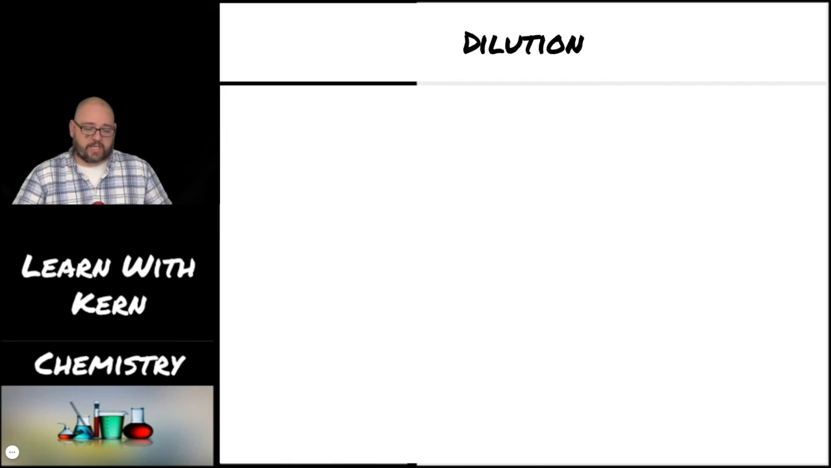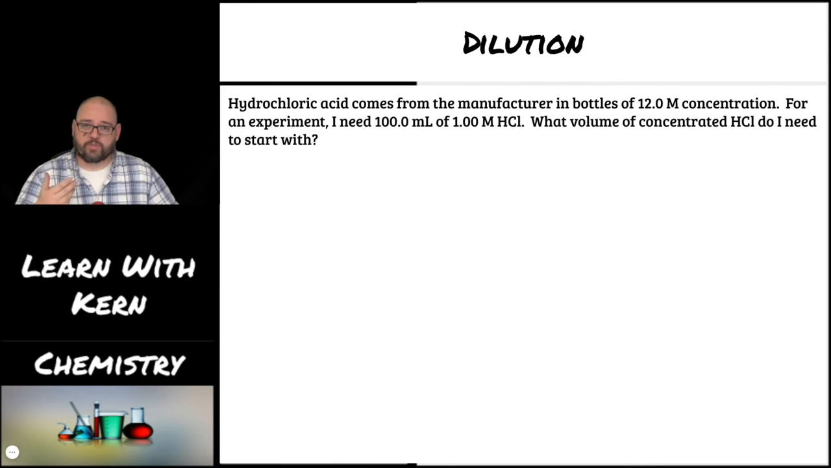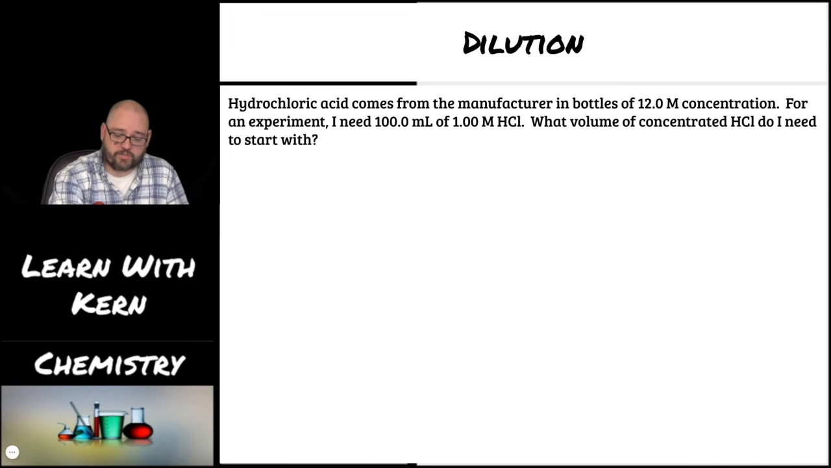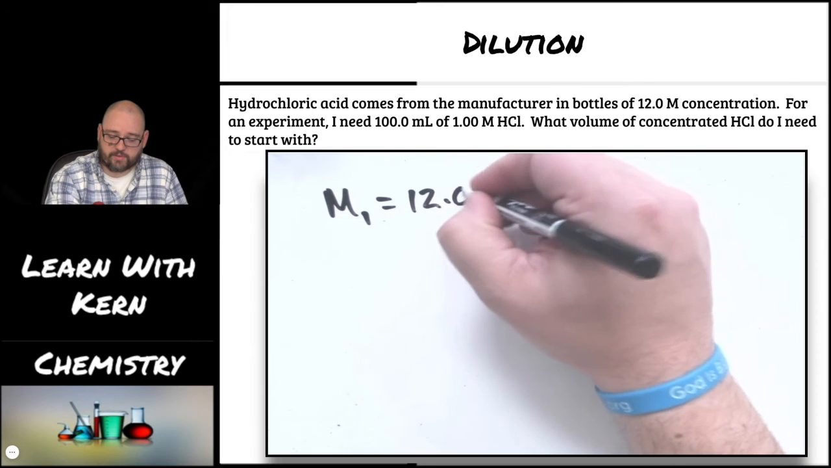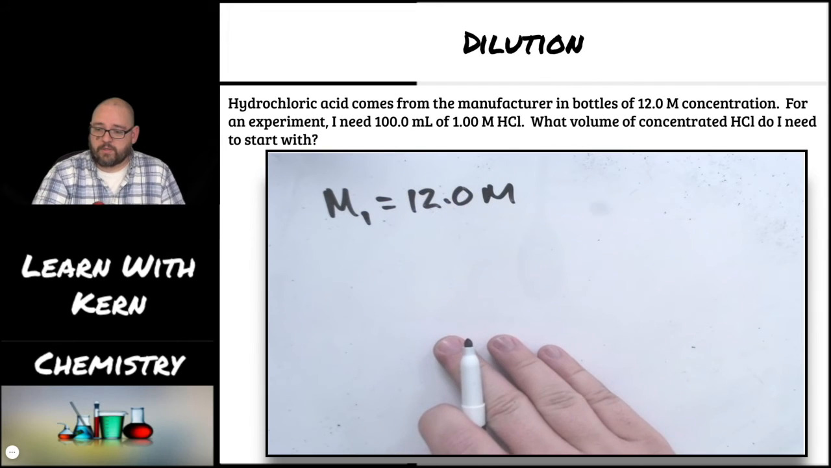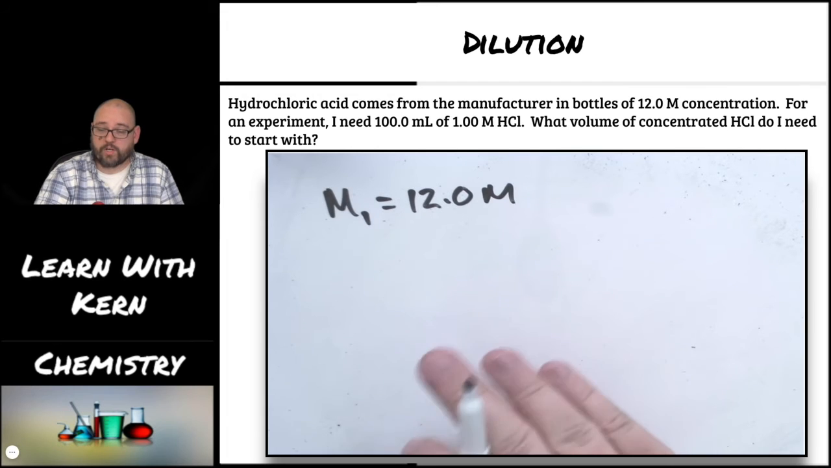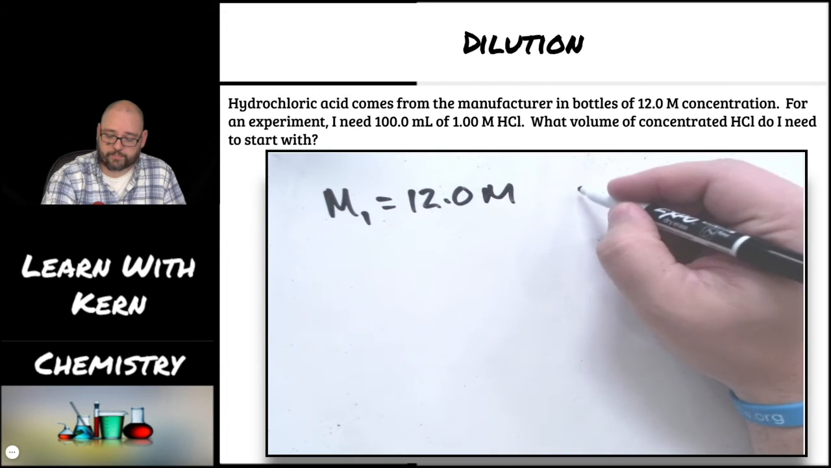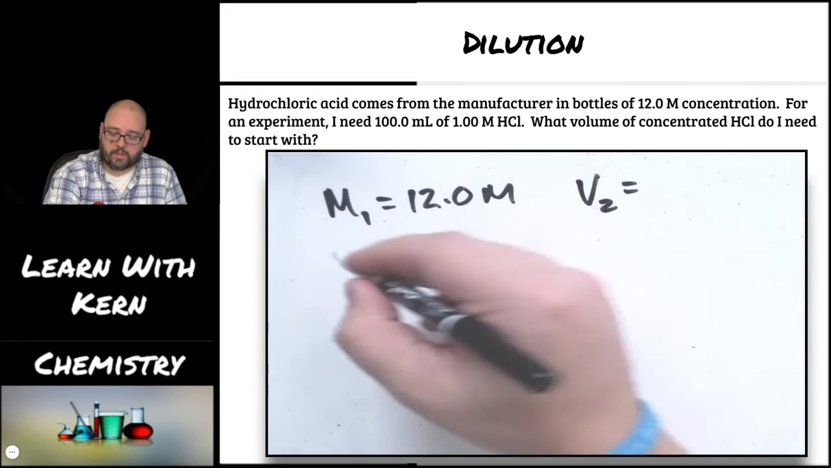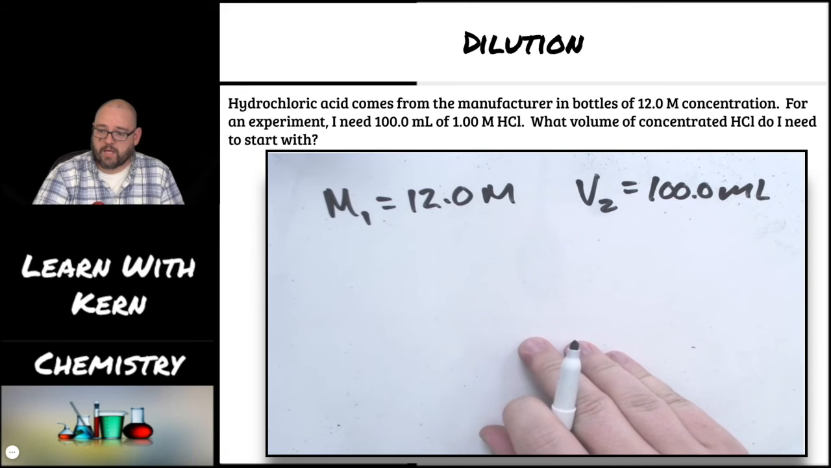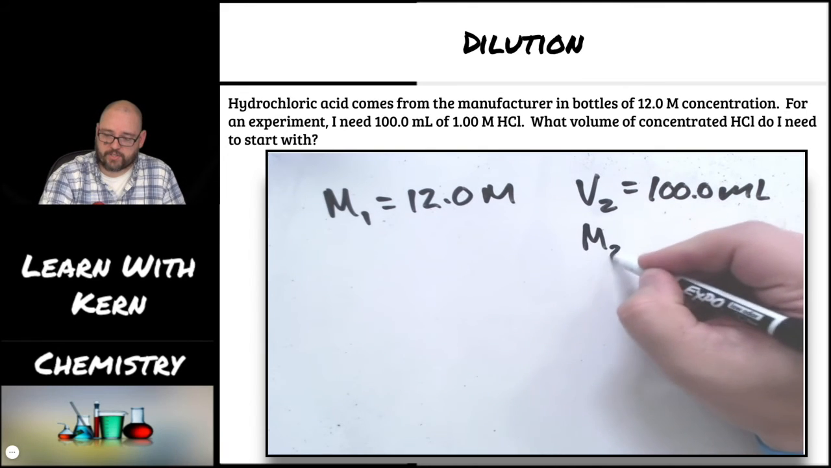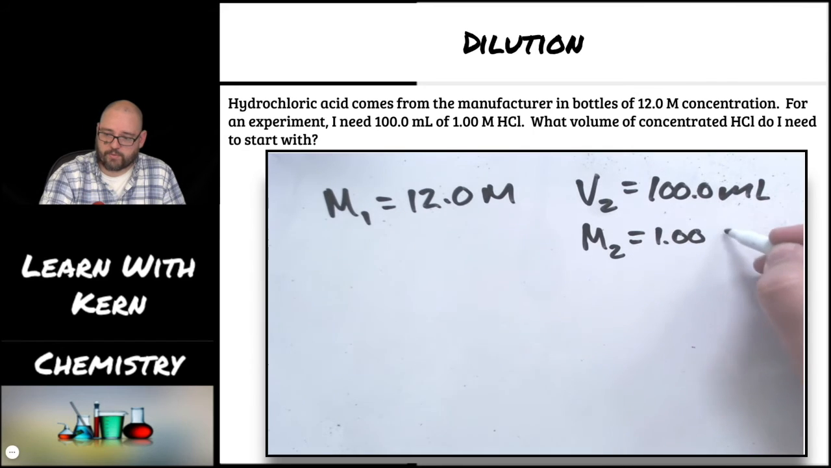All right, so let's look at an example of just that. I want to dilute some hydrochloric acid. Hydrochloric acid comes from the manufacturer in bottles of 12.0 molar concentration. So my concentrated molarity is 12.0 molar. Now, for an experiment, I need a volume of 100.0 milliliters, and I need it to have a concentration of 1.00 molar.